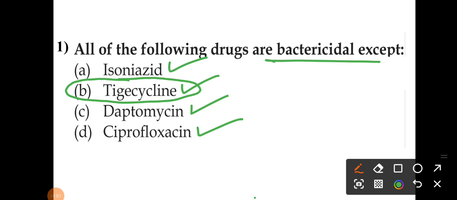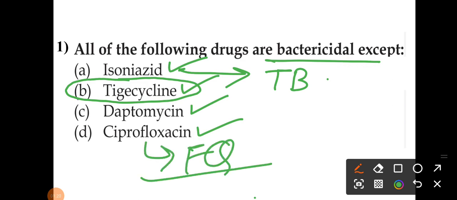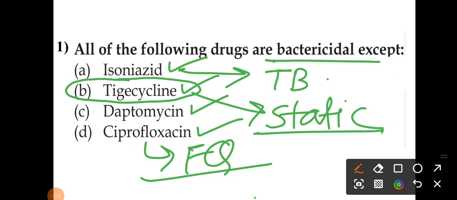So what are the other options? Isoniazid, daptomycin and ciprofloxacin. So we know that isoniazid is active against your tuberculosis, right, and ciprofloxacin is a fluoroquinolone. So all the other drugs like isoniazid, daptomycin and ciprofloxacin are bactericidal. Only tigecycline is the static one, bacteriostatic. That is the glycylcycline from your tetracyclines. Okay, so tigecycline is the answer to our question.